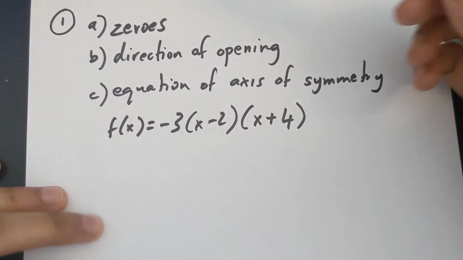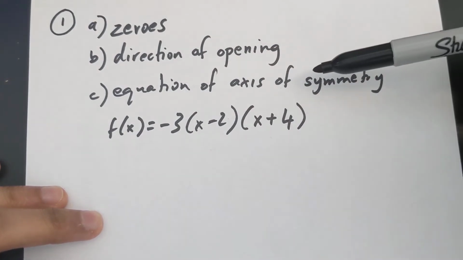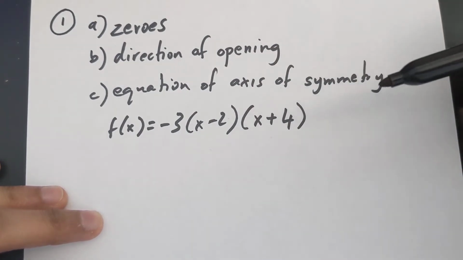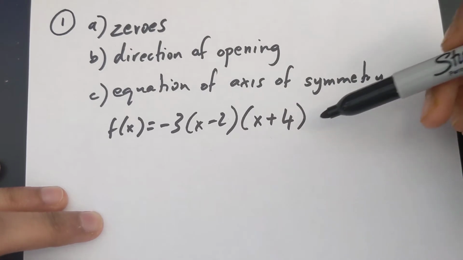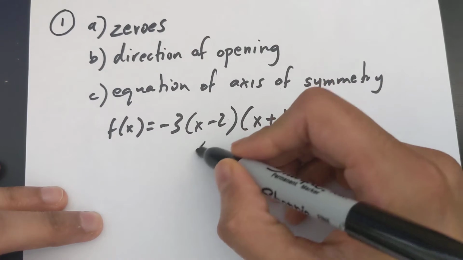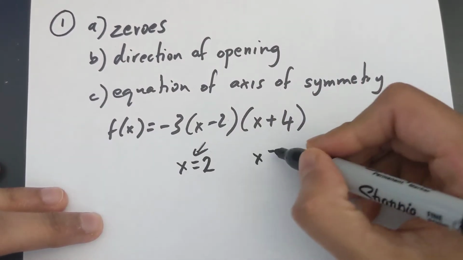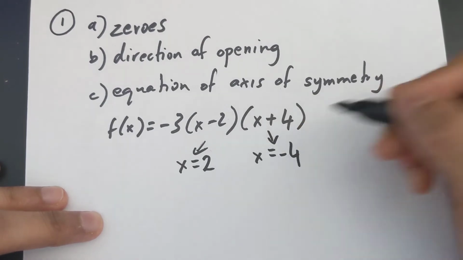Okay, so in this first question, we have to find the zeros, direction of opening, equation of axis of symmetry of this equation right over here. So I'm going to start with the zeros. Since this is factored form, I can state my zeros straight away. X equals 2, x equals minus 4.